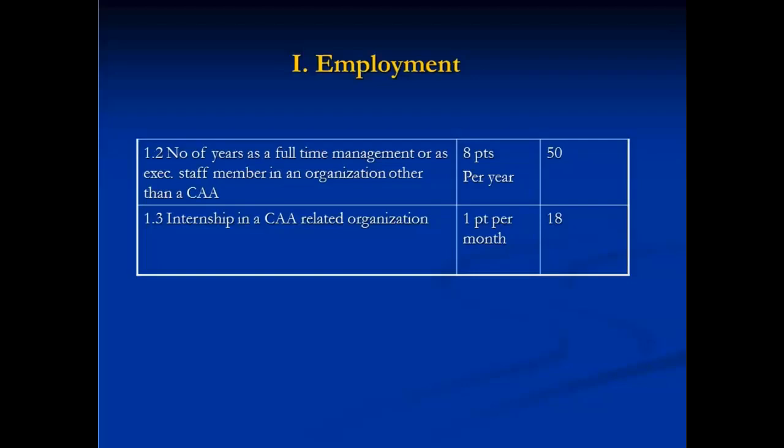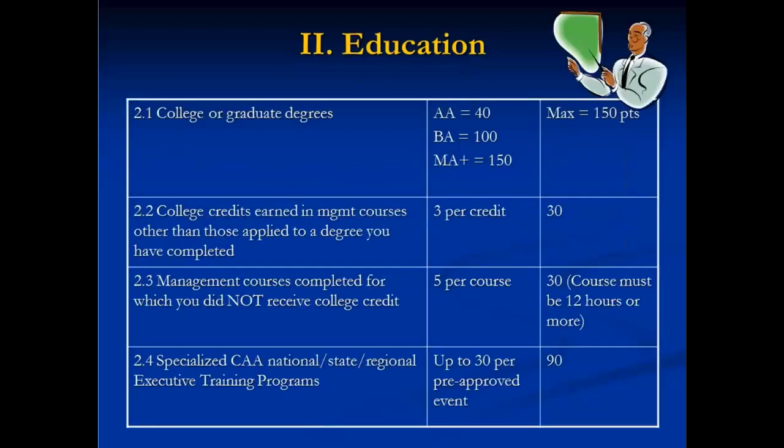Okay, I'll continue. Now to section 2, which is the most complicated. That's the section on education. There are 12 separate sections to the education category. First is on college or graduate degrees. You can see that each degree has an amount it's worth. An associate degree is 40 points, bachelor at 100, a master's or above is 150.